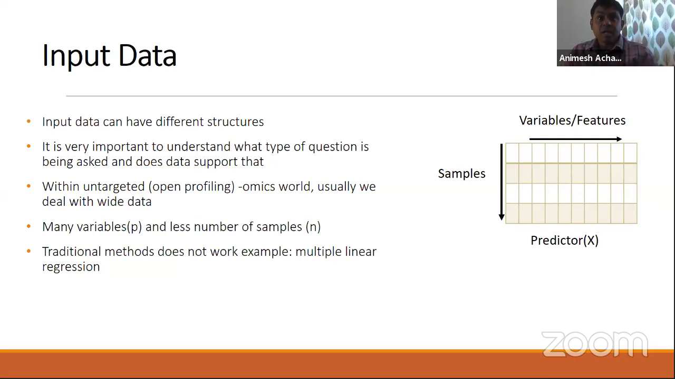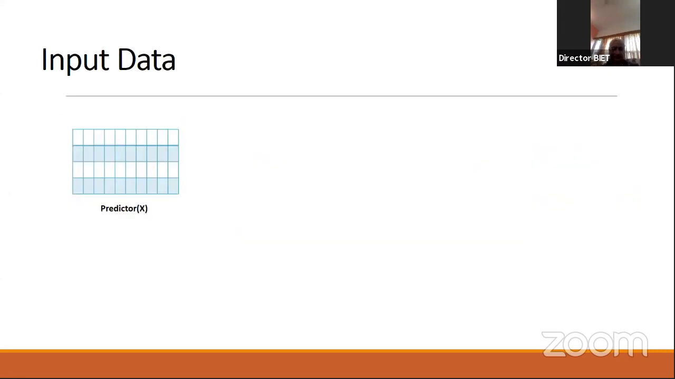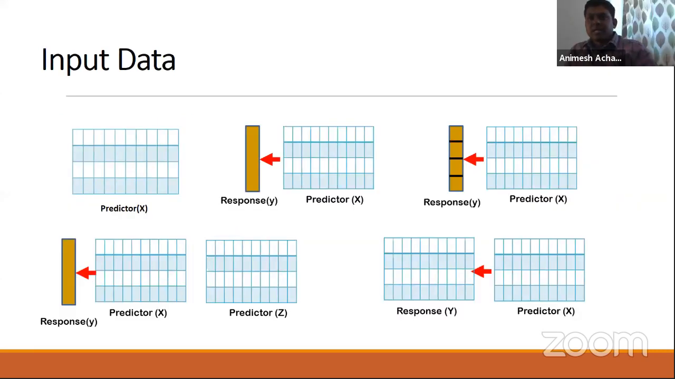Sometimes in the healthcare domain, if you are talking about biological data, it is very much untargeted. So in a single experiment, you will get maybe thousands or millions of features. So it is very important how you think about your analysis domain. Now, talking about the input data, it can be in many different forms.